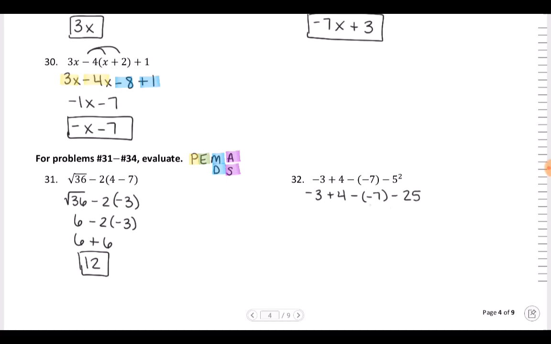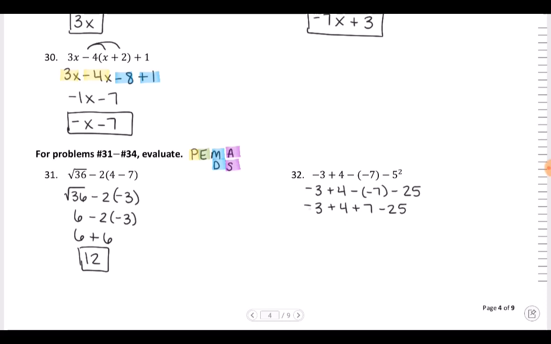Okay, now I go to multiplying and dividing, which I don't really have any of. However, I do have this negative in front of a parentheses, so you can think of that as multiplication. It's like taking -1 times -7. So I'm going to go ahead and deal with that as +7. Okay, and now we just add and subtract from left to right. -3 plus 4 would be 1. 1 plus 7 is 8. And then 8 minus 25 would be -17.